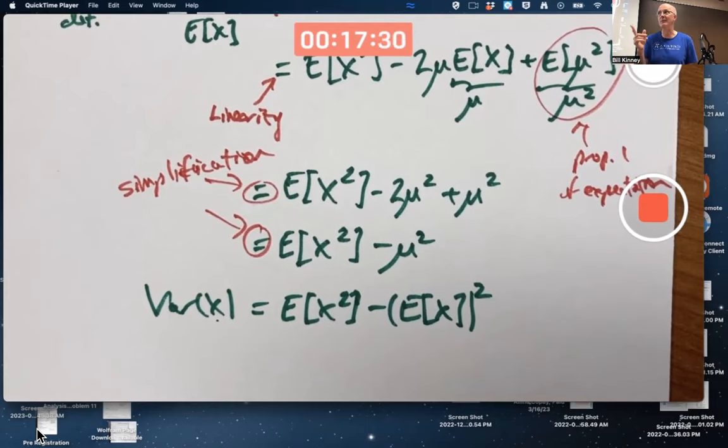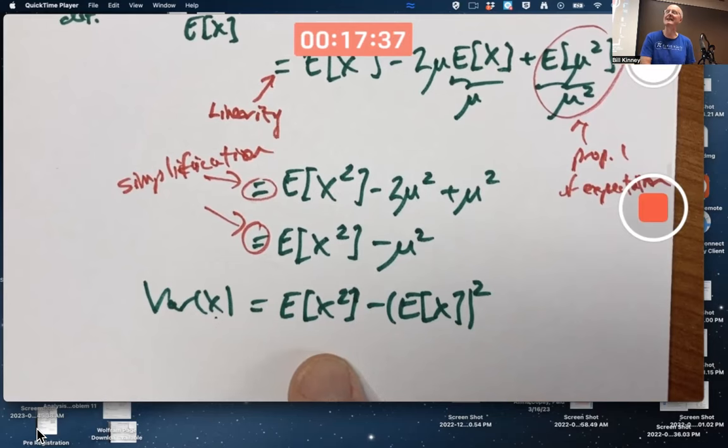Especially when I'm trying to use moment generating functions to compute moments, like the second moment, and then I forget, oh, that's not the same as the variance. I've got to remember.